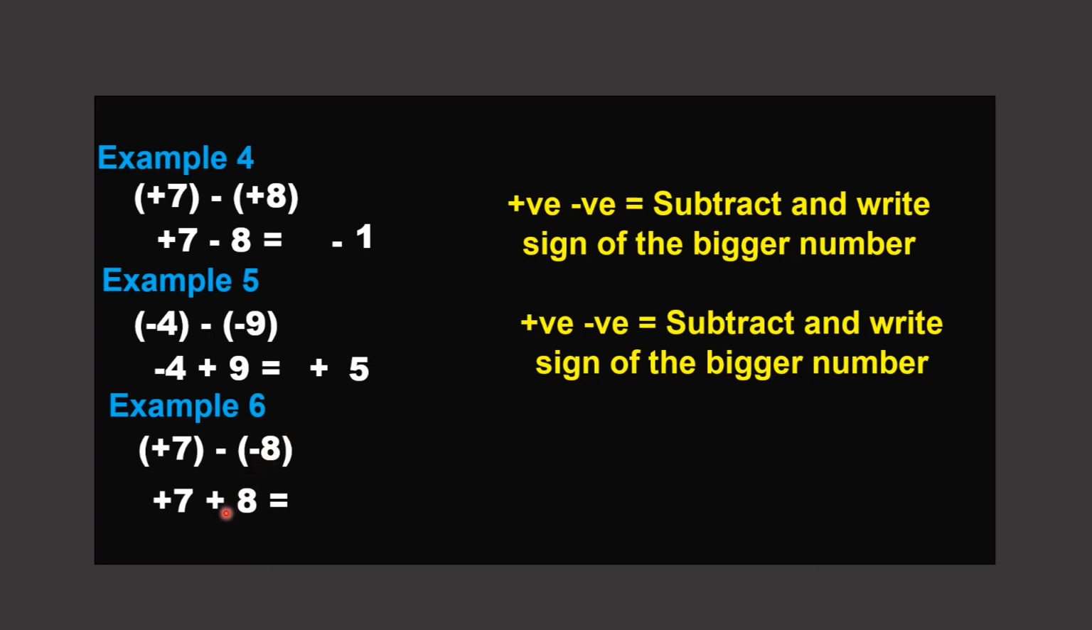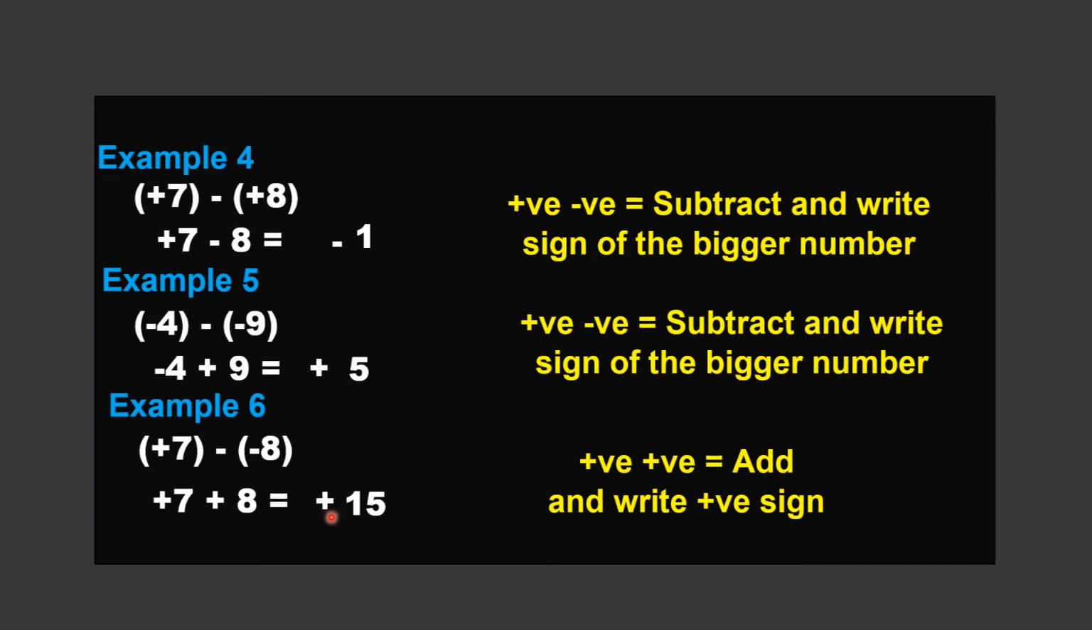So we have plus 7 and plus 8, that is two positive integers. So we will be adding and writing the positive sign. So add 7 and 8, you will get 15 and write the positive sign, right? So plus 7 and plus 8 will give you plus 15. Okay?